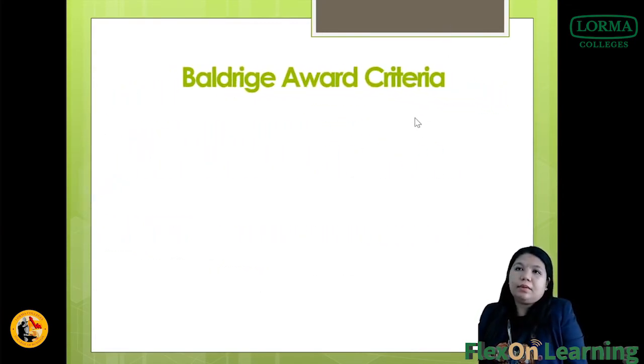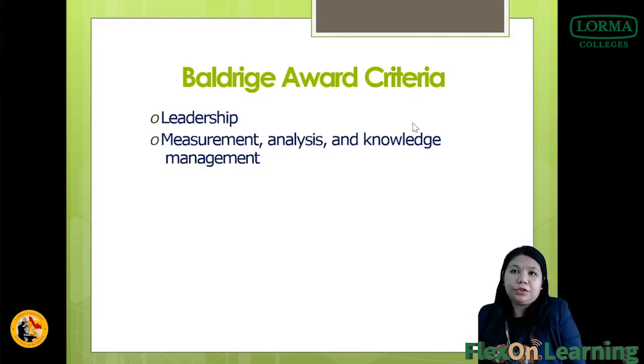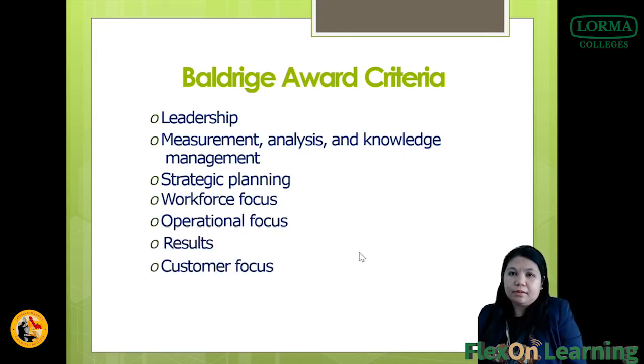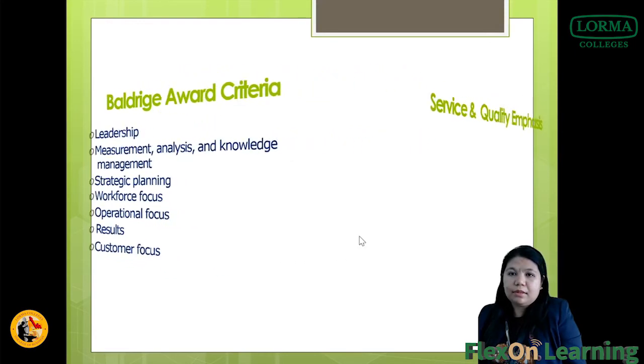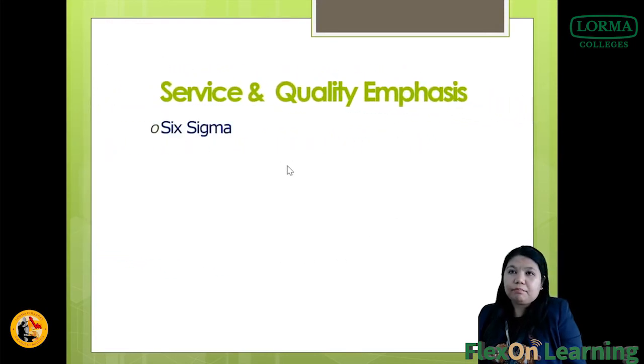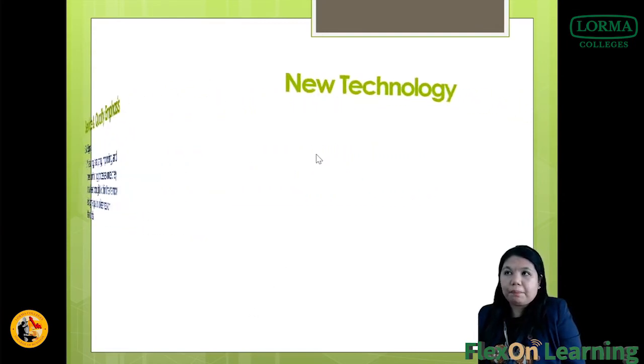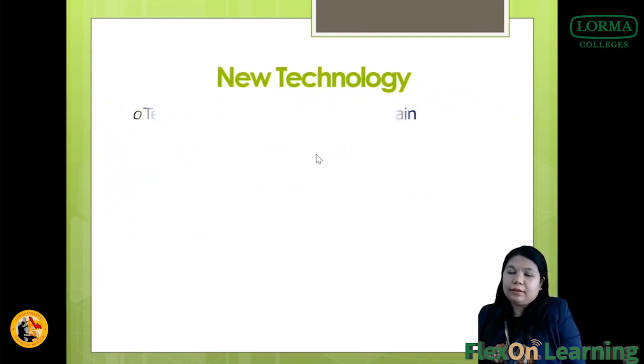Here are the Baldrige award criteria: leadership, measurement, analysis and knowledge management, strategic planning, workforce focus, operational focus, results, customer focus, and of course, Six Sigma. It is measuring, analyzing, improving, and then controlling processes once they have been brought within the narrow Six Sigma quality tolerances or standards.